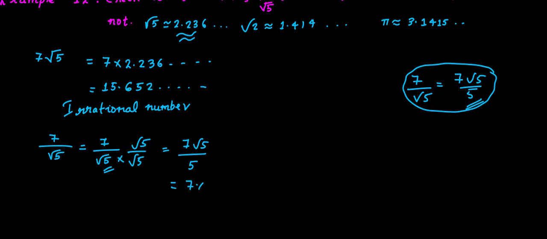7 into root 5, that is 7 into 2.236, divided by 5. If you calculate this, you will get 3.1304 etc., a non-terminating, non-recurring expansion. So this number is also an irrational number.